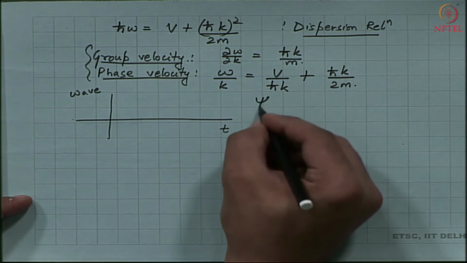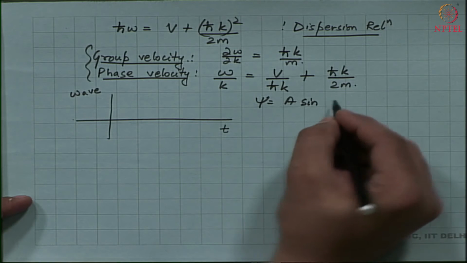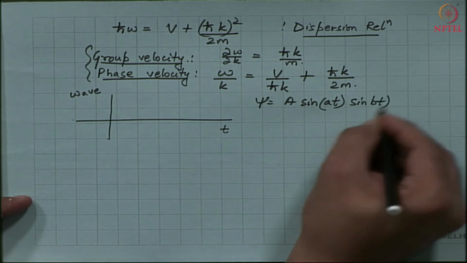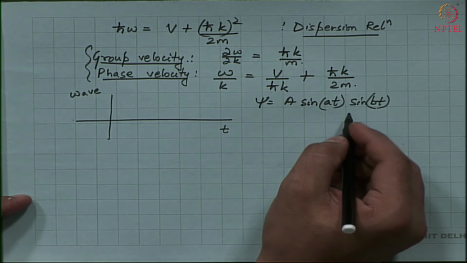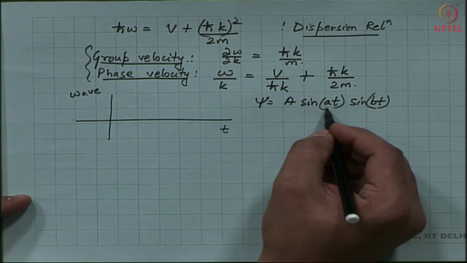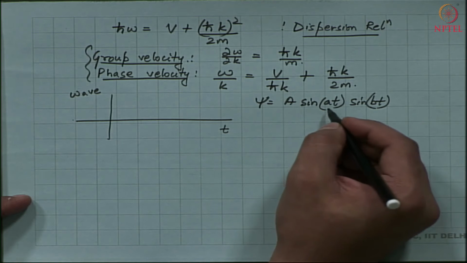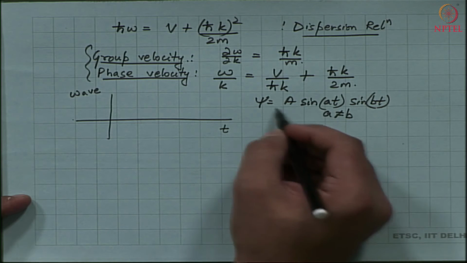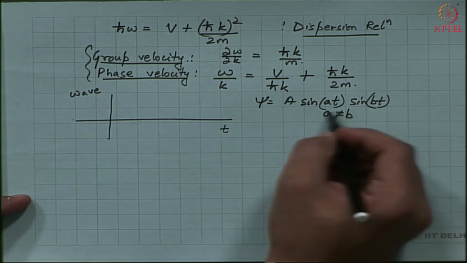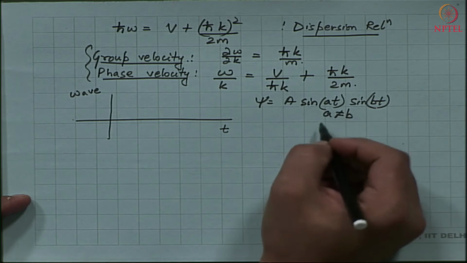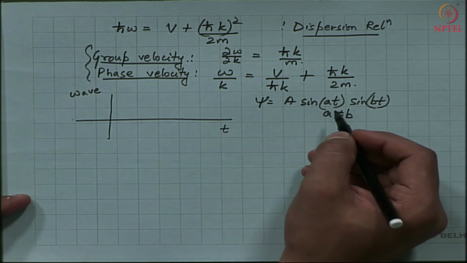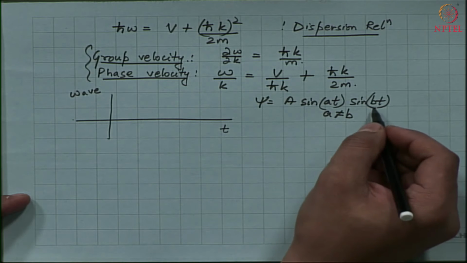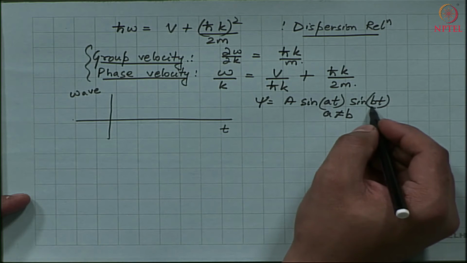Let's say the wave psi is given by a sine at sine bt. So this is one plane wave. Notice that this wave has two frequencies. Let's say A is not equal to B. So in this scenario, there will be two frequencies with which this wave is changing with time. One could be where A is bigger. In that case, we have the slow wave, and when B is smaller, we could have the fast wave.